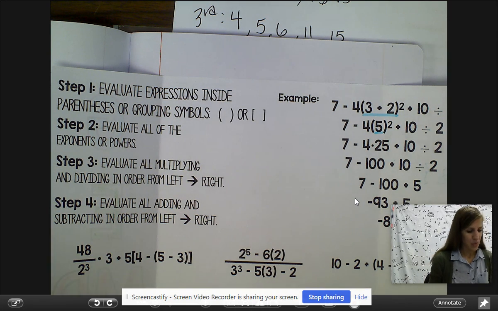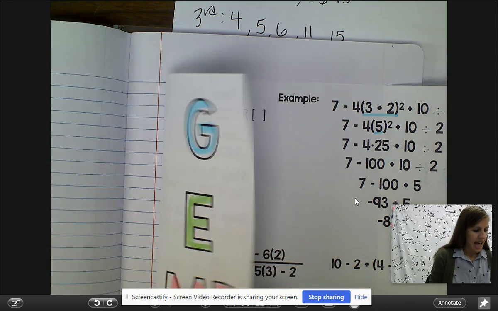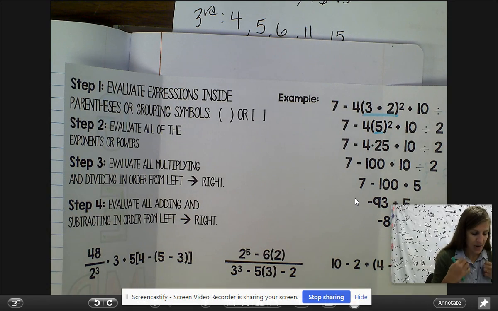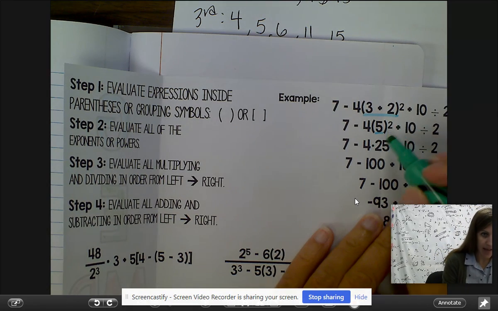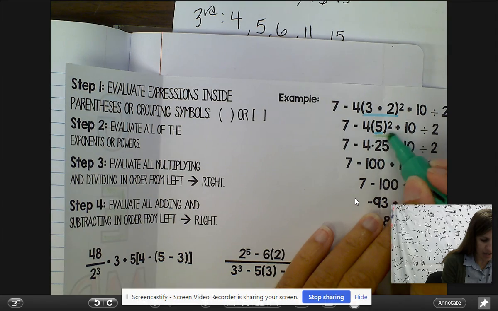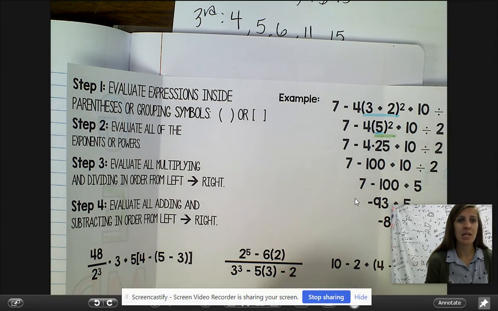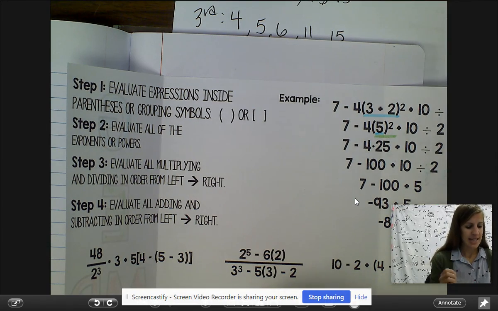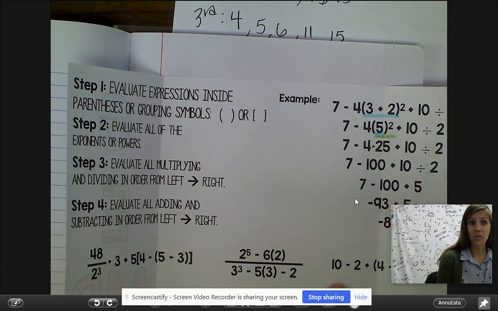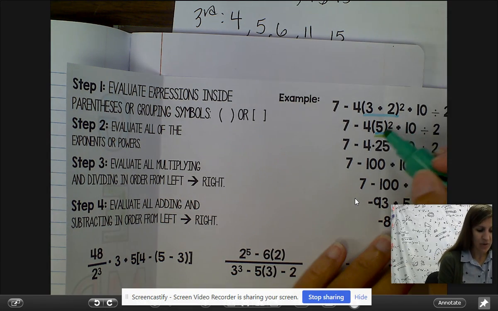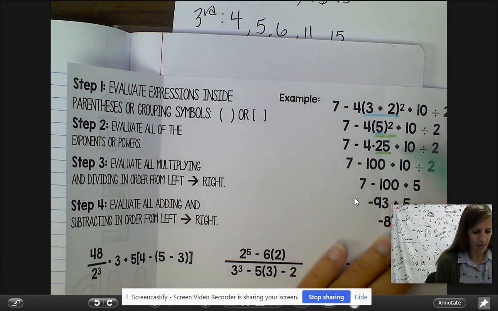Next, I scan through the whole problem again. And the next thing that I notice is I do have an exponent. So right here, the only number that is being raised to the second power is that 5, because I haven't multiplied it to the 4 yet. The 4 is not in it. And so 5 squared is 25.